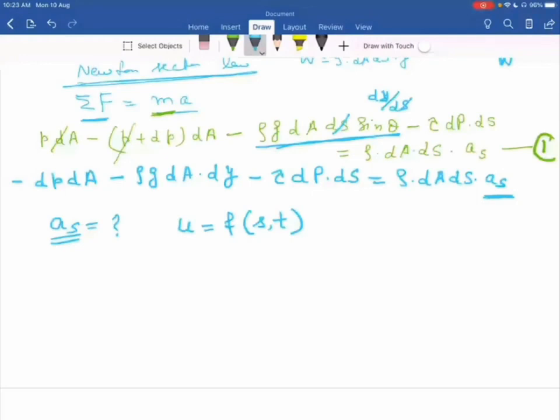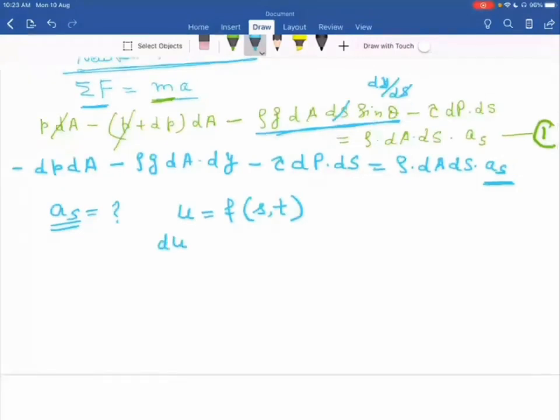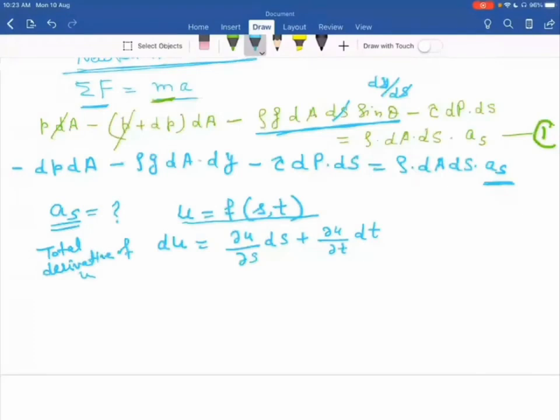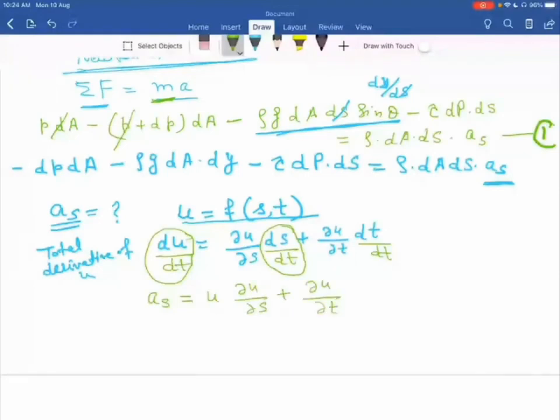Velocity is a function of position and time. So I write the total derivative of u in the form of partial derivatives: curly u by curly s into ds plus curly u by curly t into dt. Okay, so from this function I can write the total derivative of u. Now you divide all these terms by dt. So du by dt is acceleration, so I write it as a_s. Now ds by dt, that is velocity, I write it as u: u curly u by curly s plus curly u by curly t. Now this is the value of acceleration. So in acceleration we have two parts, one depending upon position and the second part depending upon time.